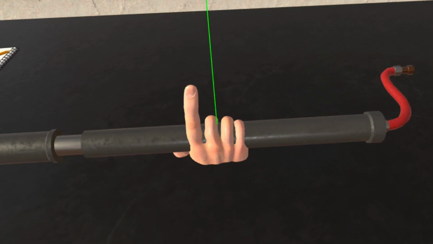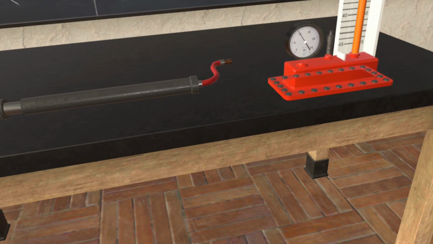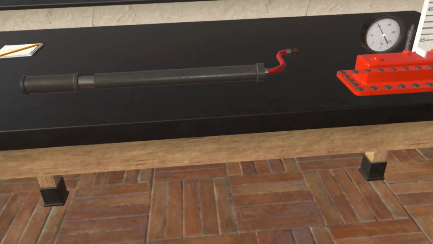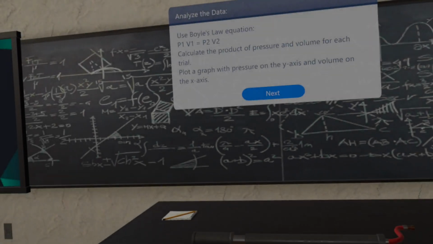Use Boyle's law equation, P1V1 equals P2V2. Calculate the product of pressure and volume for each trial. Plot a graph with pressure on the y-axis and volume on the x-axis.